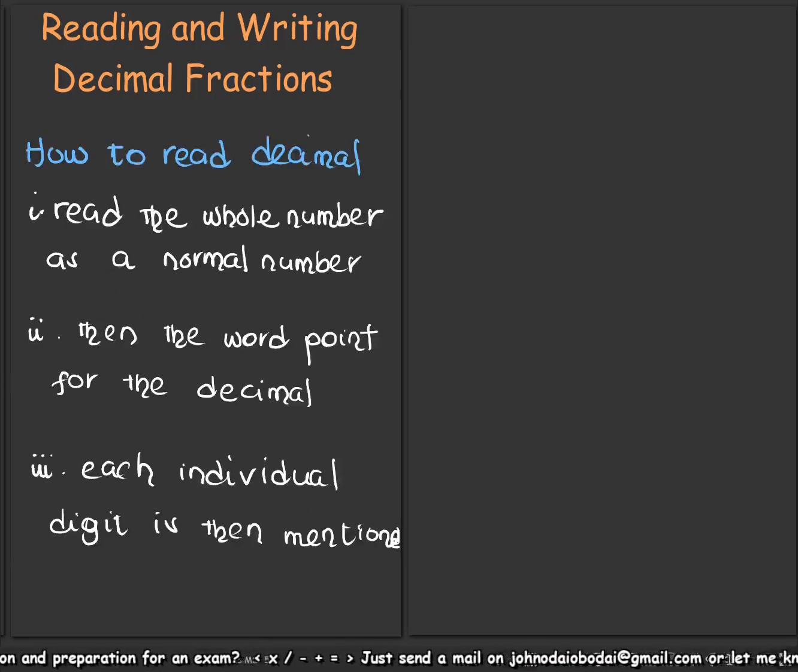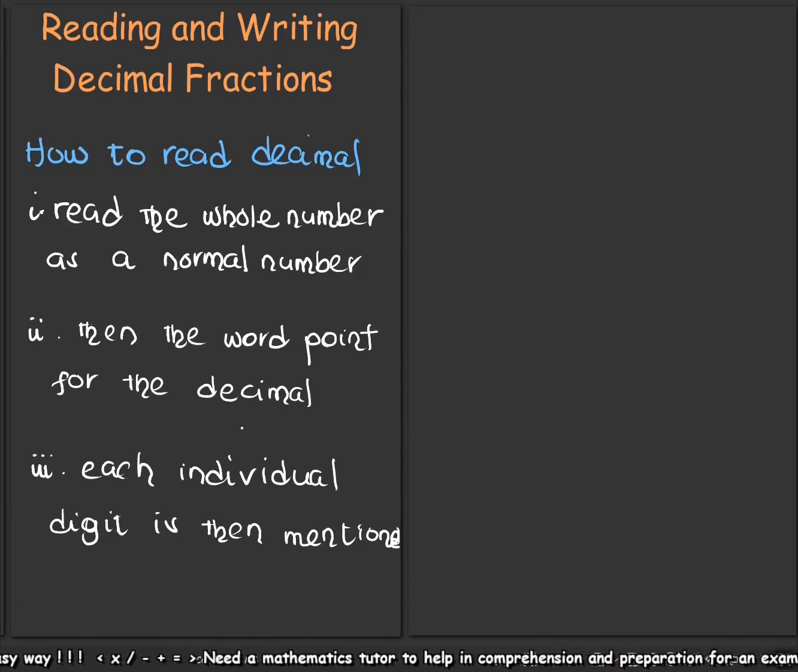So, how do we read a decimal? You have to take note that for decimals, as we said in our previous lesson, there are two parts: the whole number part and the fraction part. You read the whole number part as a normal number. That is what the first step is saying. Then the most important part is the fraction. After saying point for the decimal point, you mention each individual number that comes after the decimal. You get it? So let's look at what that means.